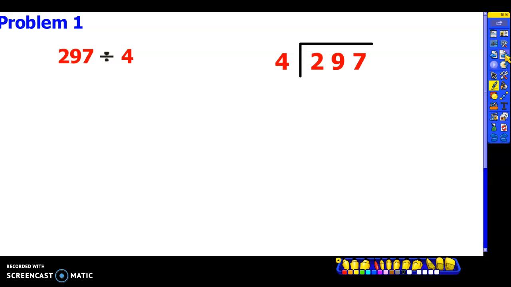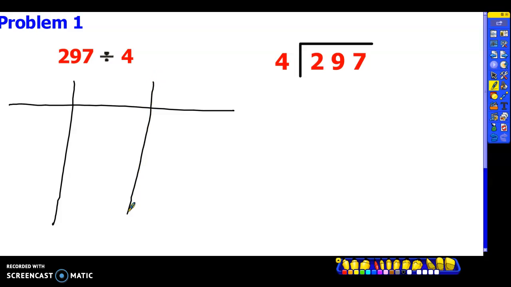Today we're going to have something happen that you just have to be aware of, okay? It's not going to change anything really except for how you record things in your algorithm, okay? So I have 297 divided by 4. I'm going to show you this in a place value chart just so you can see where everything's coming from, okay? So go ahead and draw your place value chart.